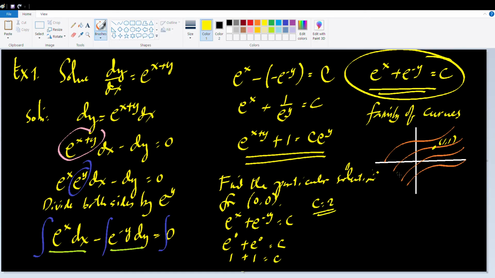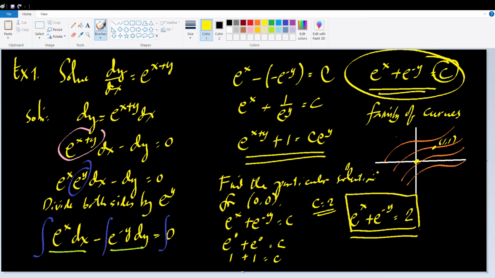So the equation of that member passing through that point, the origin, will be e to the x plus e to the minus y equal to 2. Okay? So the general solution will involve an arbitrary constant c, and a particular solution will give you a specific equation of the family.